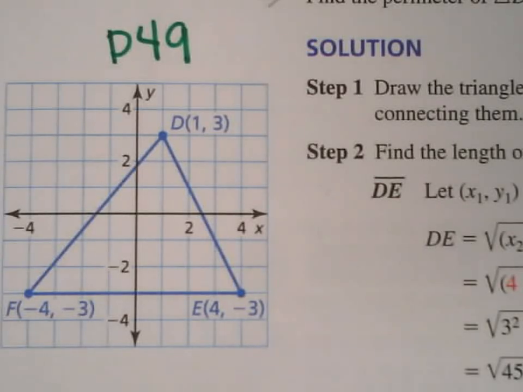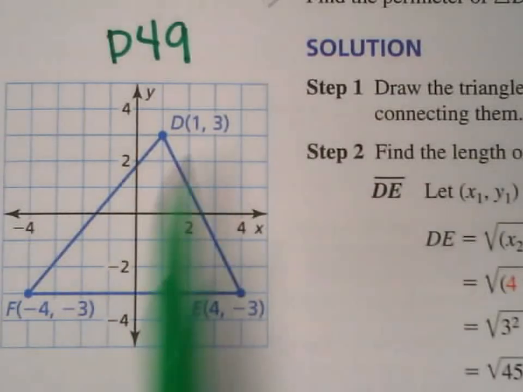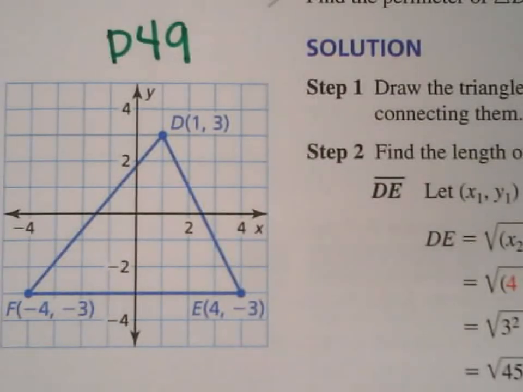Right, today we're going to talk about finding perimeter on a coordinate plane. So this is basically using the distance formula to help us figure out how long every side is, right? Perimeter means finding the distance around a figure on the outside.